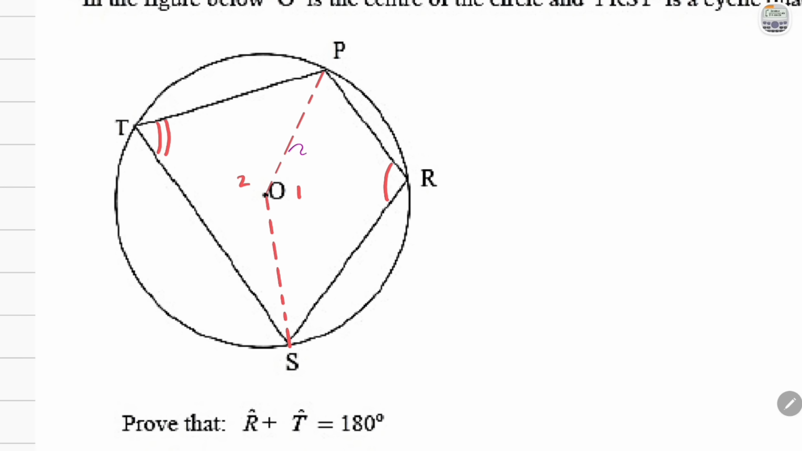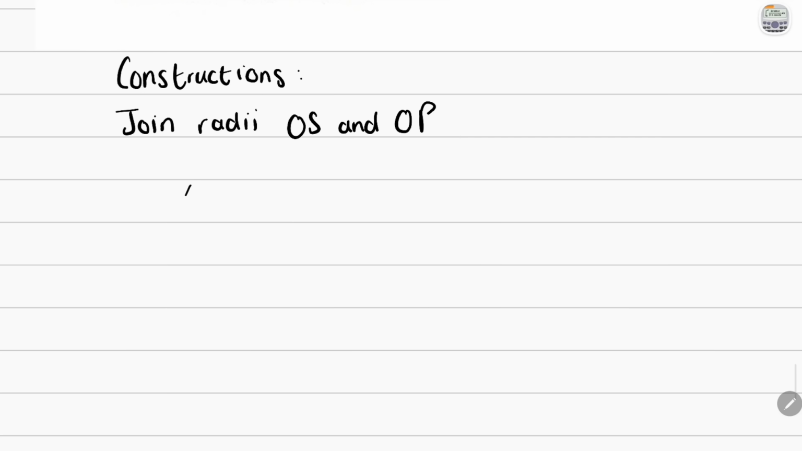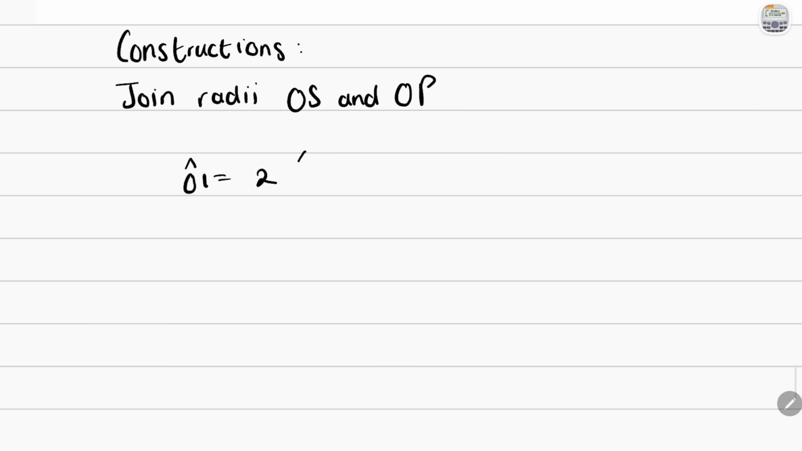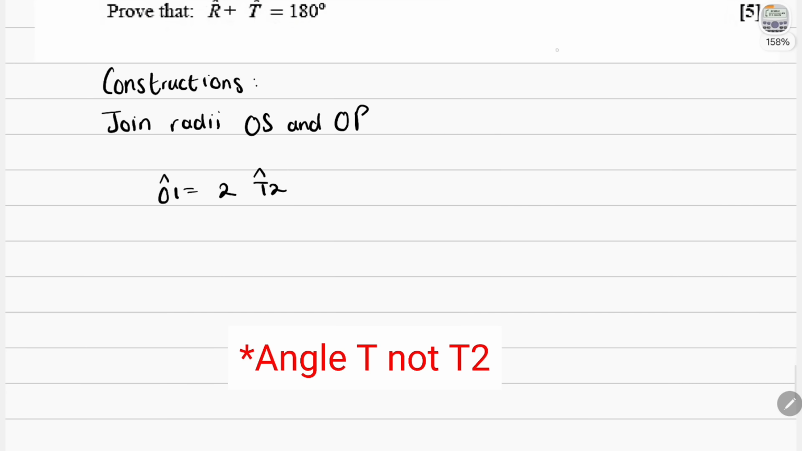So you see how we have angle O1 at the center, and this angle is being subtended by arc PS. But we also have an angle at the circumference also supported by arc PS, and that is angle T. So we know that the angle at the center, angle O1, is twice the size of the angle at the circumference, which is angle T, because they're both supported by the same arc, and we'll put our reason down.